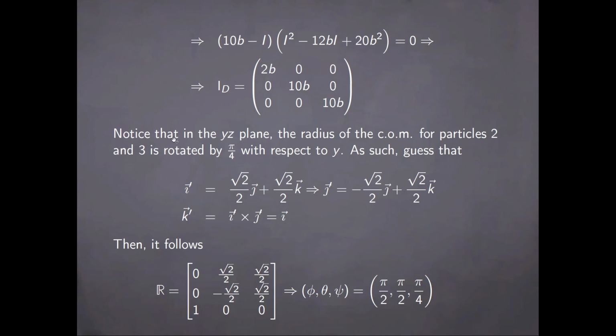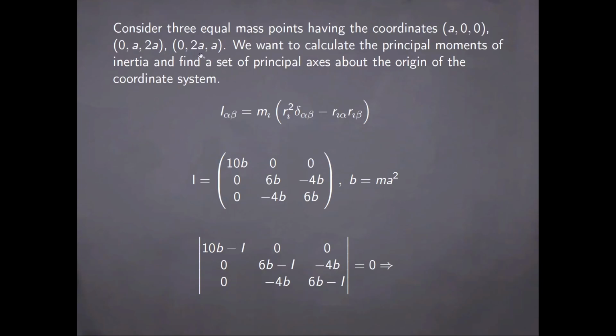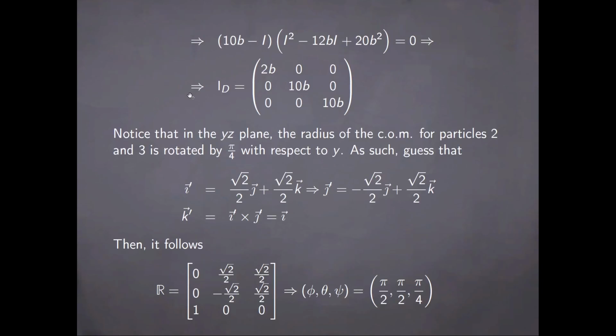Now, if you look at the coordinates of particles 2 and 3, you will notice that in the yz plane, the radius of the center of mass corresponding to these two particular particles is rotated by an angle of 45 degrees with respect to the y-axis. As such, we can guess that one principal axis is given by the transformation here. So this would be the I prime axis, let's say.